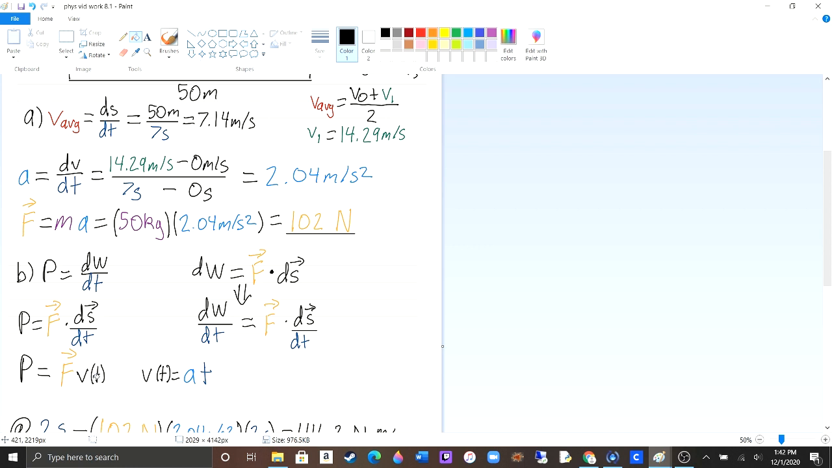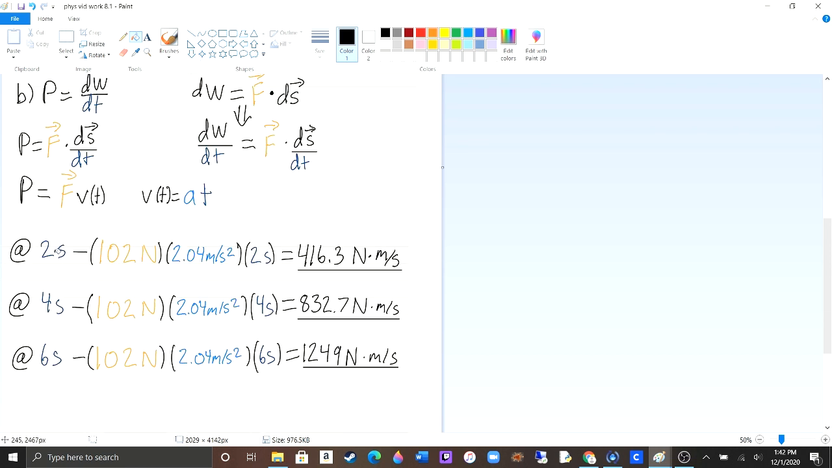So we can model velocity as acceleration times time, because acceleration equals the derivative of velocity. So if we integrate that, we get v equals at. So if we plug all of this in, we have power equals force times acceleration times time. We plug that in for all 3 times.